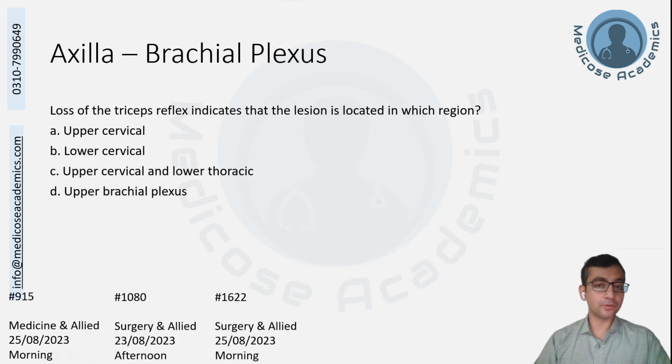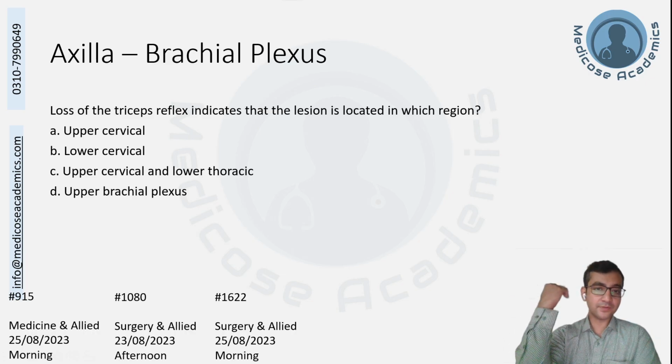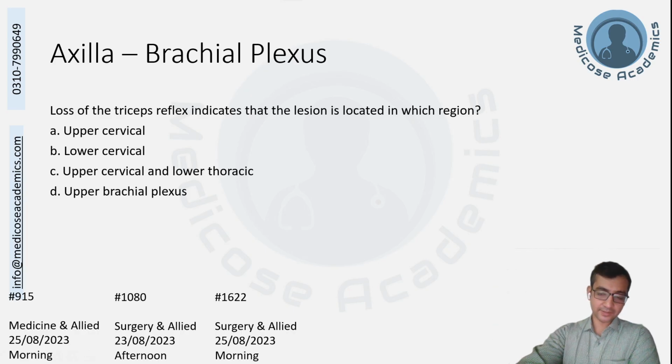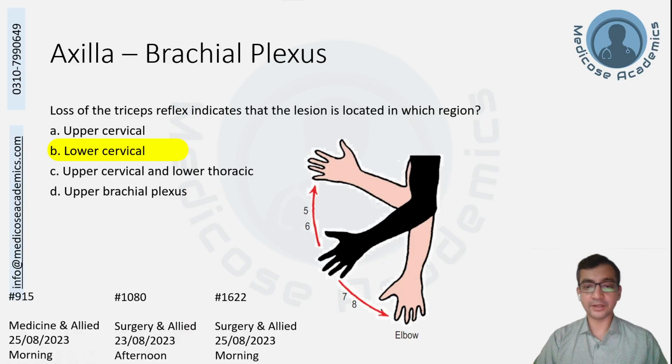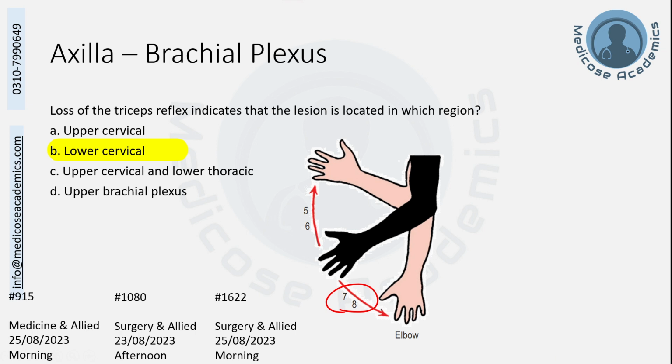Loss of the triceps reflex. Oh, you can see how many times that has been asked. It leads to a lesion located in which region? The triceps reflex has been lost. First, you need to know the triceps reflex, then you need to know the triceps muscle, and then you need to know the root value of the muscle that is being affected. So, triceps is innervated by the roots C7 and C8. These are lower cervical nerves, and so that will be the correct answer.